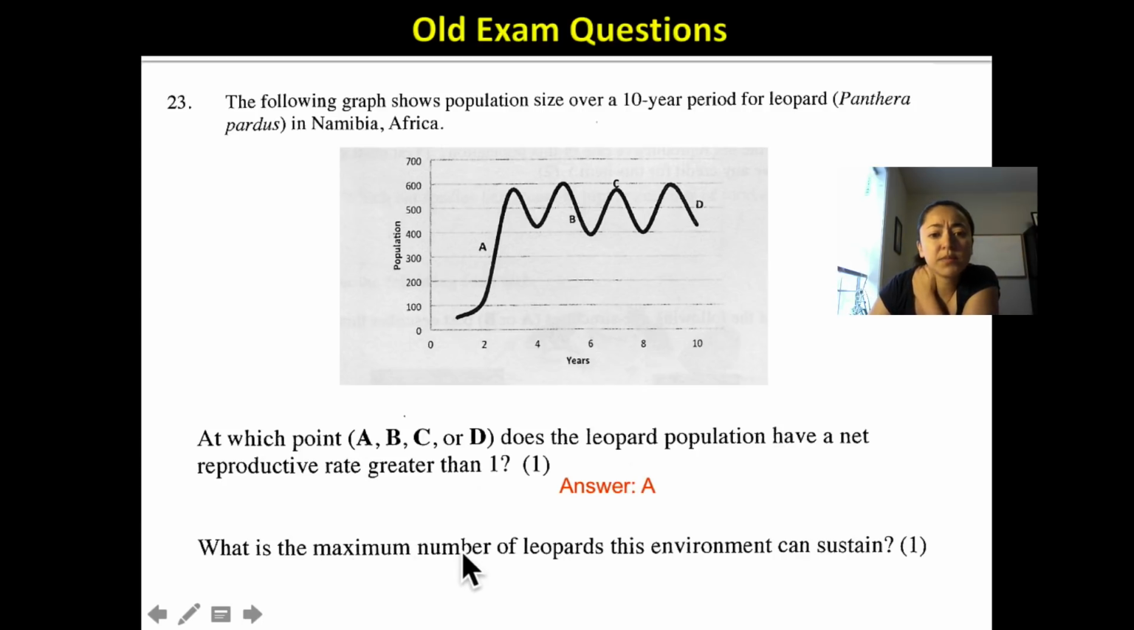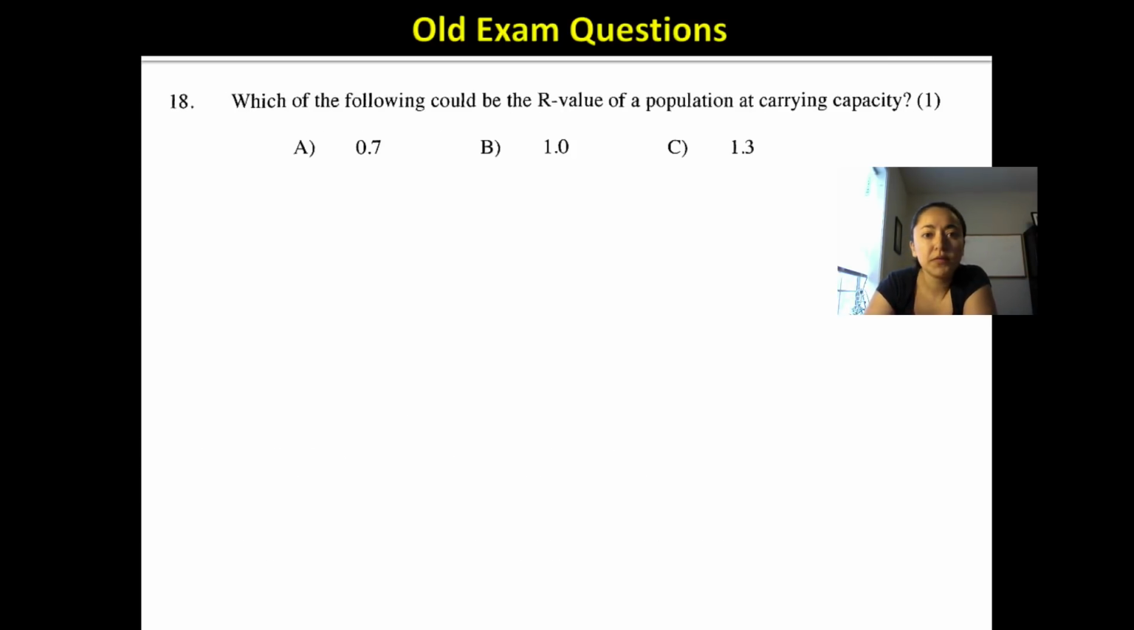What is the maximum number of leopards this environment can sustain? So answer that question real quick. Hopefully you did not say 600, because remember that this is saying sustain. We cannot sustain a population of 600. Every time it reaches 600, it starts to go down. Remember, you want to calculate the carrying capacity here, and that's the average between all those peaks and valleys. So it is about 500. Which of the following could be the R value of a population at carrying capacity? Remember, a population at carrying capacity is when the population is relatively stable. So the best answer here would be B.